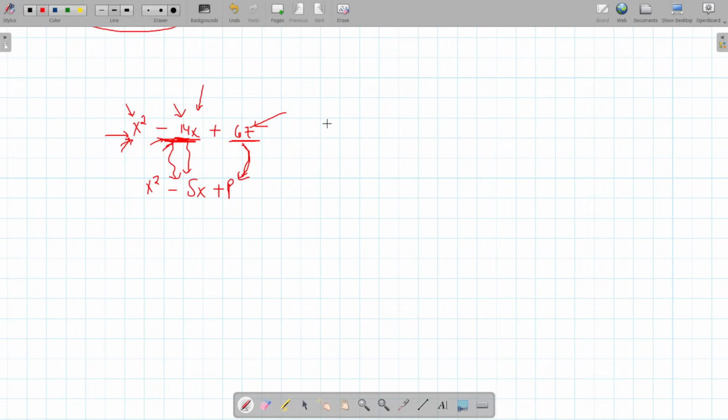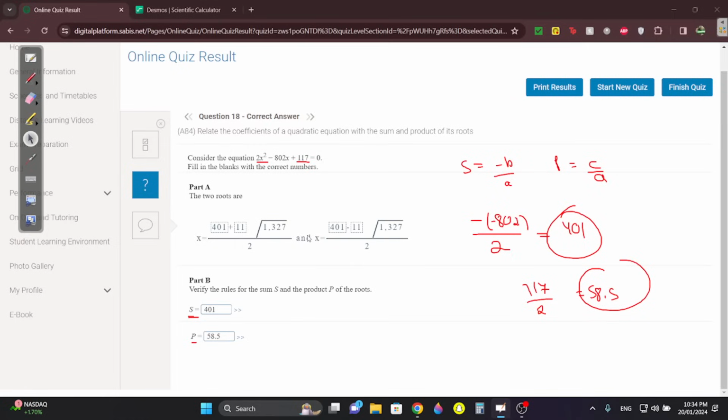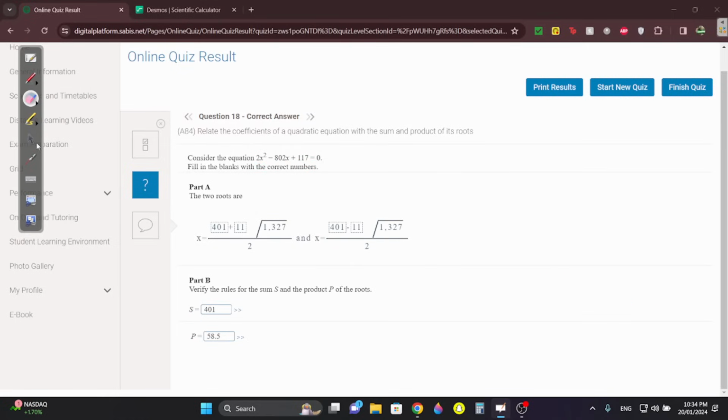You will immediately know that the sum is the number that is in the middle, and the product is the number that is at the end. This only applies when the coefficient of x squared is 1. Okay, please don't get mixed up. Like here, don't say the sum is 802. No, please don't.